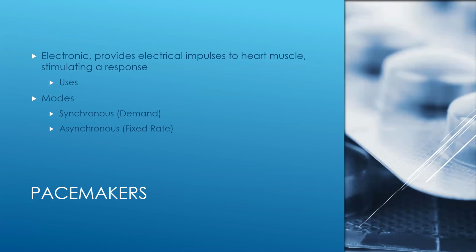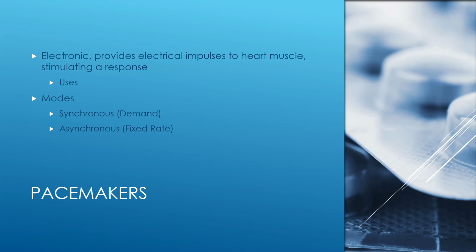In terms of modes, there are two basic types of modes that deliver an impulse to a patient when they have a pacemaker. There is a synchronous mode, which is also known as a demand mode, and this allows the heart to beat on its own, but the pacemaker will send an impulse when it detects the heart's natural rhythm is going too slow or if it stops.